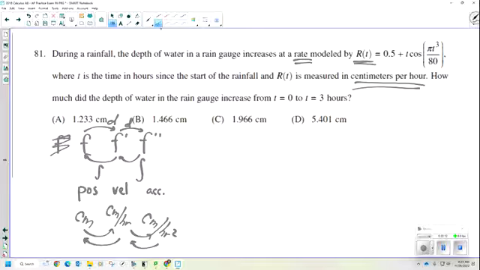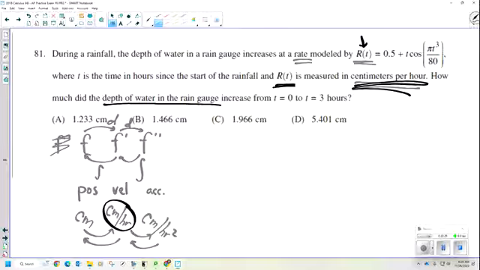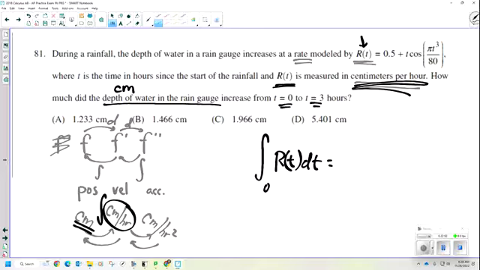Right now, they gave us centimeters per hour. That's what R is, and that's what they give us. They want to know how much the depth of the water changed. Depth is just measured in centimeters. Is it centimeters per hour deep? No, it's just centimeters deep. So I'm going to have to integrate this to go backward to get that. So I'm going to integrate whatever my R of t is, dt, don't forget that dummy variable, from time 0 to time 3.